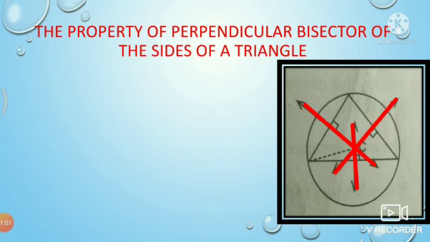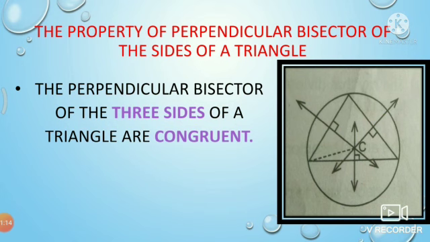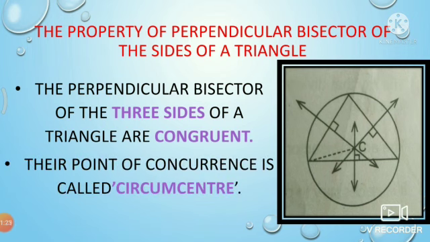Now why will you get three bisectors? Because there are three segments in your triangle, so you have to draw a bisector for each and every segment. So here you will get three bisectors. All the three bisectors are congruent with each other, and they intersect at a single point. That single point is known as your point of concurrency.